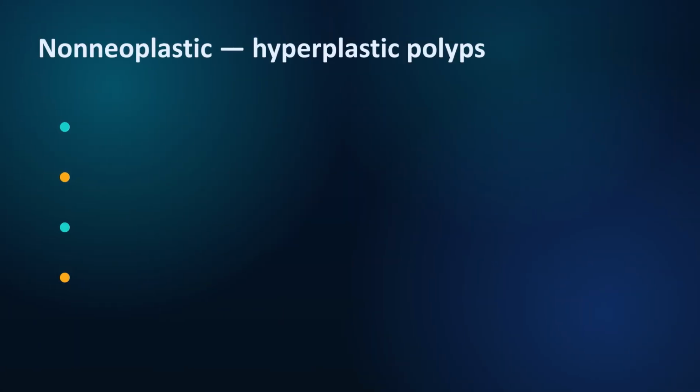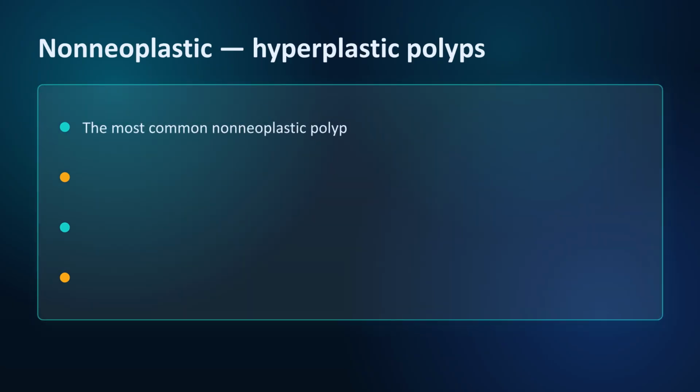Now the nonneoplastic bucket, starting with its most common member, the hyperplastic polyp. These are typically small, usually under 5 millimeters, and they sit in the distal colon and the rectum. Under the microscope, they have a sawtooth or serrated appearance, which is exactly why they can be confused with sessile serrated lesions. The crucial difference is dysplasia. Hyperplastic polyps do not have it.